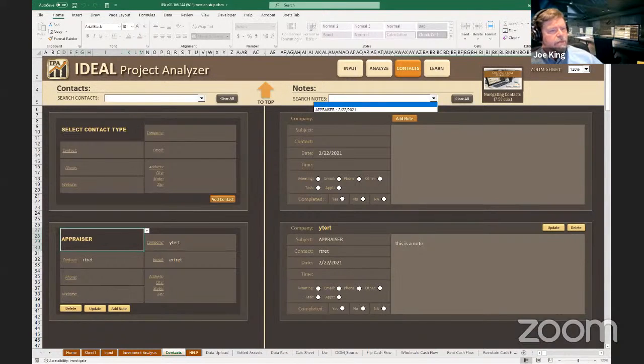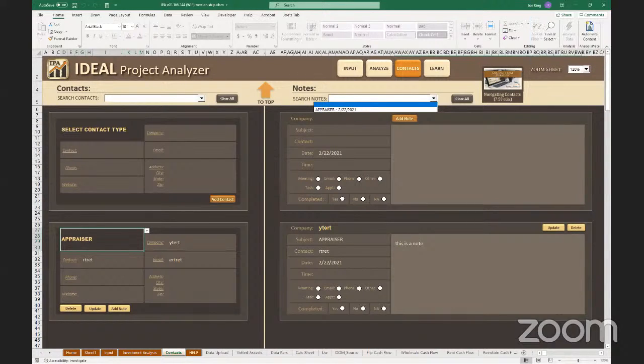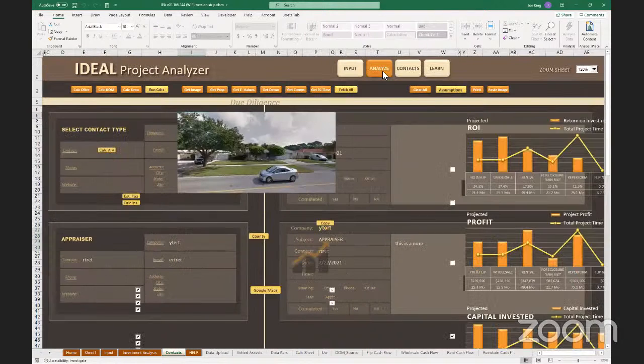Does that answer your question, April? Yeah, that's really cool. I had one other question. If we were going to analyze the numbers on seller financing, would we do it in the rental section or the wholesale section, or does it have its own?